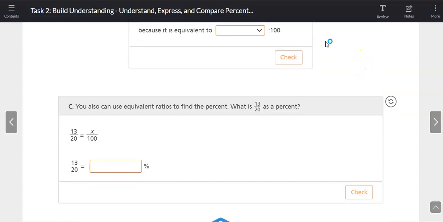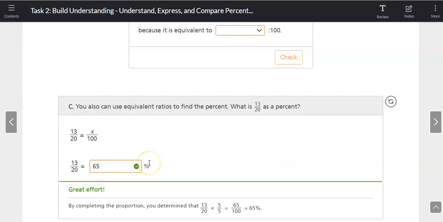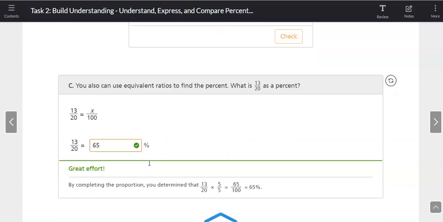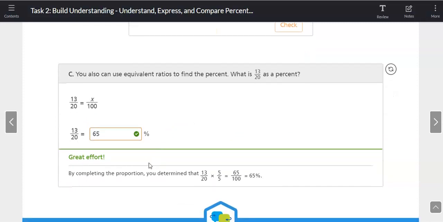A way that you can do it without building a table is using equivalent ratios. So you take the initial fraction of 13/20, and I know I need to get it to 100 because percents are out of 100. To get from 20 to 100, I multiply by 5, so I'm going to do the same thing on top. 20 times 5 is 100. 13 times 5 is 65. And I'm going to be showing you more of this way because you don't have to divide that way. You could also do 13 divided by 20 and then move your decimal 2 times. And I'll be showing that, so don't you worry.